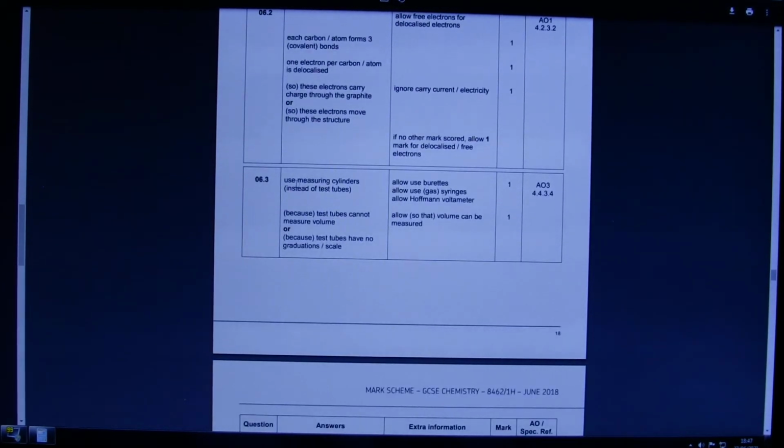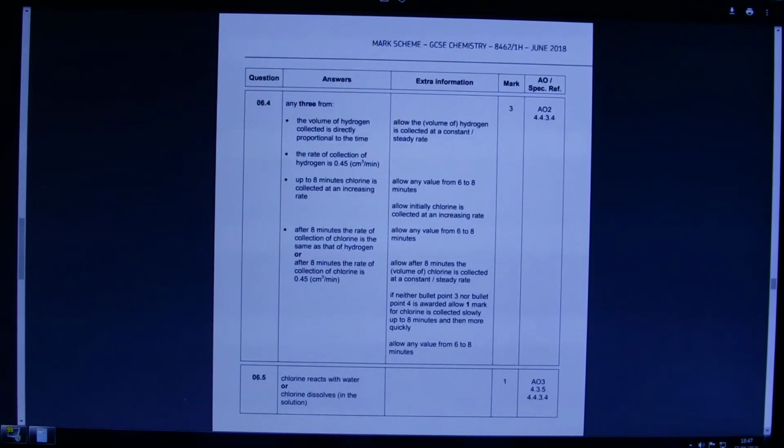Use measuring cylinders instead of test tubes, indeed. Because test tubes don't show volume. Indeed. The clue's in the name. Measuring cylinder. The volume of hydrogen collected is directly proportional to the time. Yes, it is. The rate is 0.5 cubic centimetres per minute.